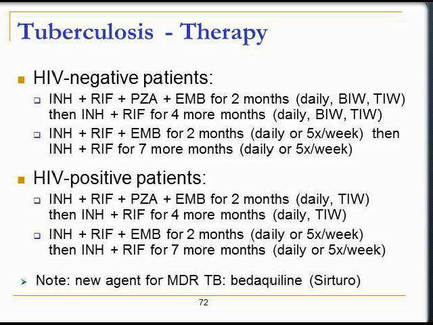The HIV-positive recommendations are basically the same. So 2 months of 4 drugs, and then 4 months of 2 drugs. The only thing they take out is twice weekly dosing. You have to do at least 3 times a week dosing. And you can use the triple drugs followed by 2 drugs for a total of 9 months. So you can see that the recommendations are basically the same. And just to note, there is a new agent that was just recently approved for drug-resistant TB, and I have that listed there on the slide.